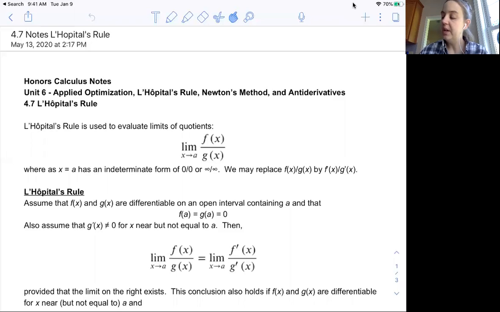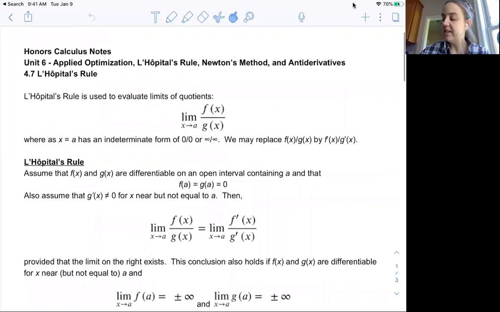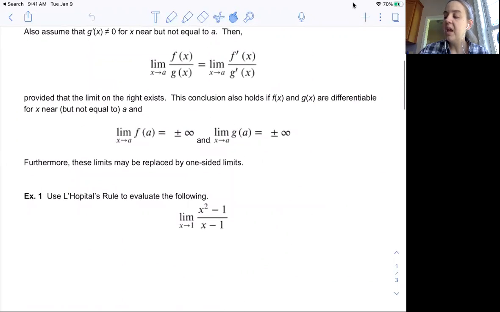So for L'Hopital's rule, assume that f of x and g of x are differentiable on an open interval containing a, and that f of a equals g of a, which equals 0. So they're both 0. Then by L'Hopital, you can find the derivative of the top piece and the derivative of the bottom piece. Now, this is not the quotient rule. It's the derivative of the top and the derivative of the bottom. This also holds true if you have infinity over infinity, both positive and negative.